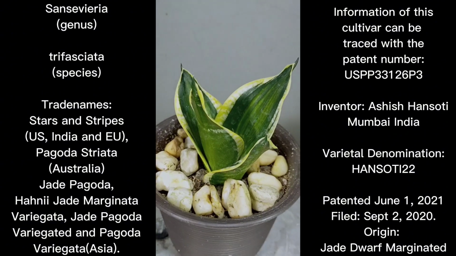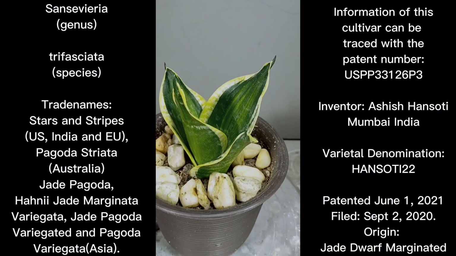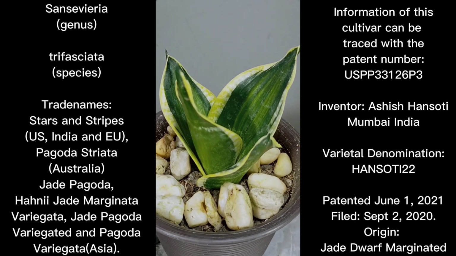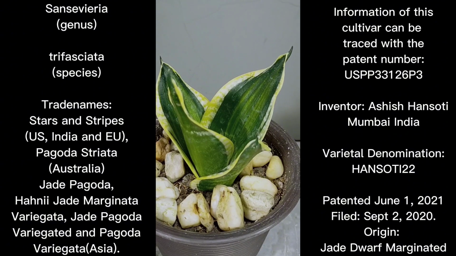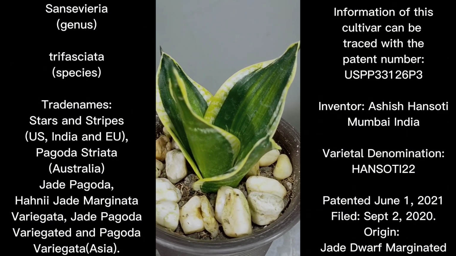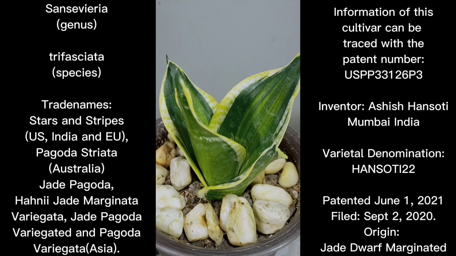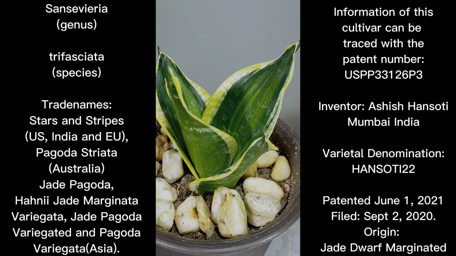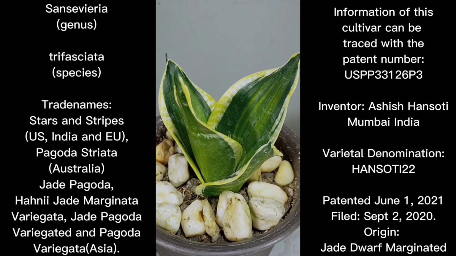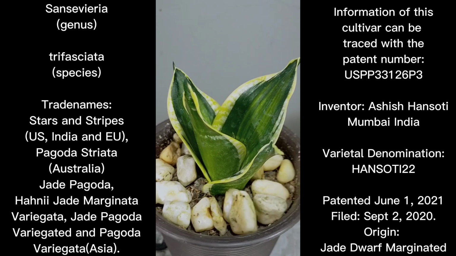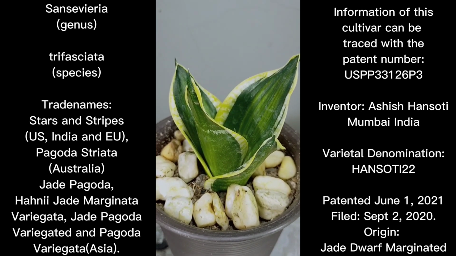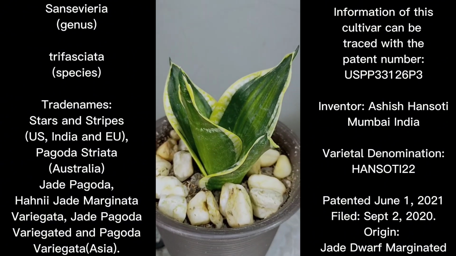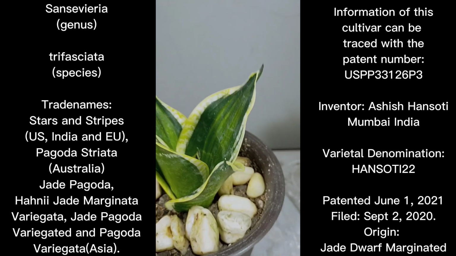I think this information was provided for me by a fellow colleague of mine, May Sanggalang. According to her research, this particular cultivar is known in the trade, especially in parts of the US, India, and Europe, as Stars and Stripes. In fact, I also researched on my own, and I found on some plant shops and also Etsy that this particular trifasciata cultivar is also called Stars and Stripes.